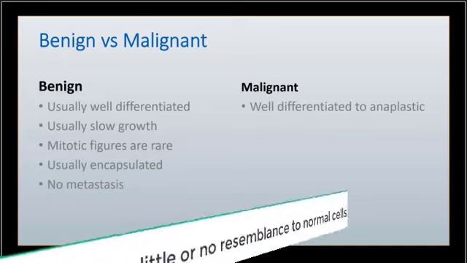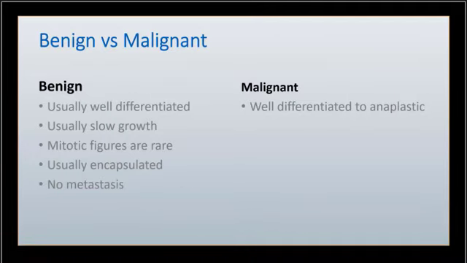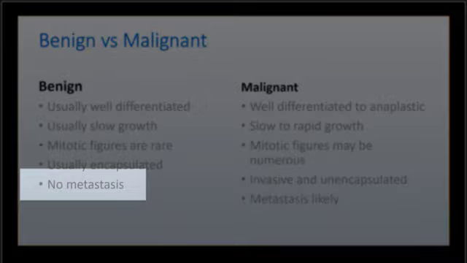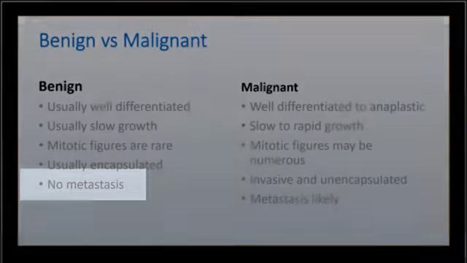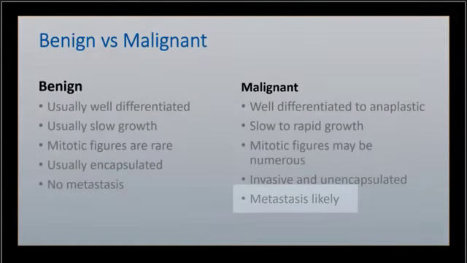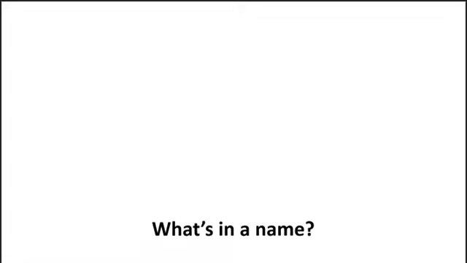anaplastic, which means that they have no resemblance to normal cells. They can be slow growing or have rapid growth. They may have numerous mitotic figures, and they are typically invasive and unencapsulated. So we would see with benign lesions, they do not metastasize, whereas malignant lesions do metastasize. So you're going to want to know the difference between what benign features are versus malignant features.